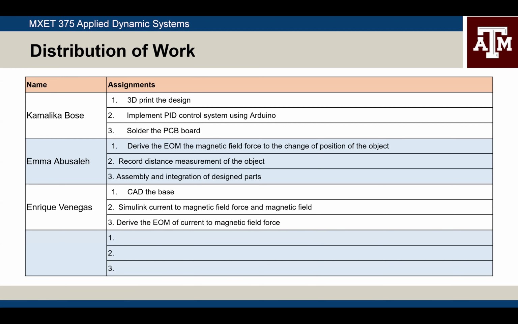To stay organized, we divided the tasks based on each of our strengths and interests. Kamalika is in charge of 3D printing the design, implementing the PID control system on Arduino, and soldering the PCB board. To create the electromagnet, a copper wire will be wrapped around several batteries to generate a magnetic field, which will be measured using a Hall sensor.